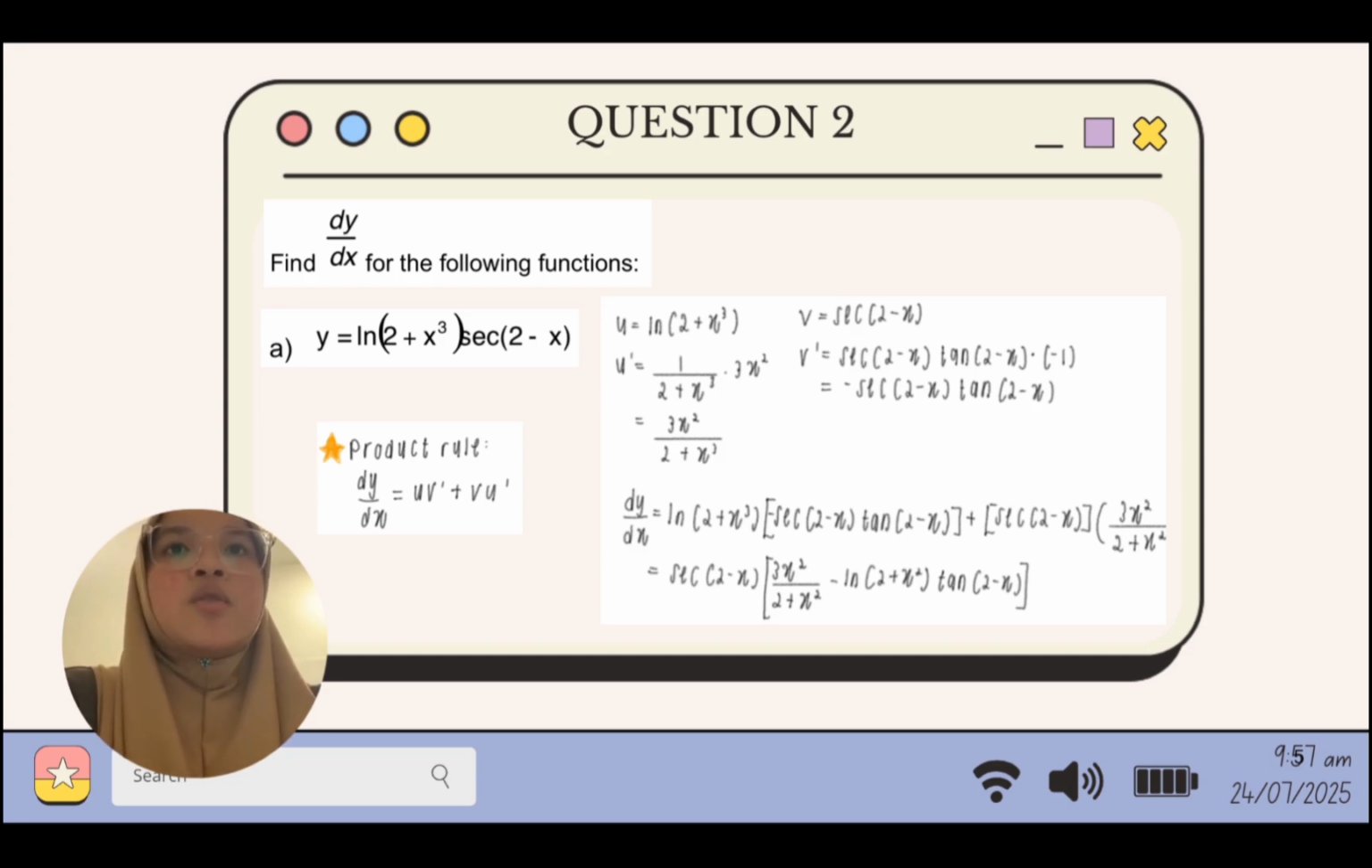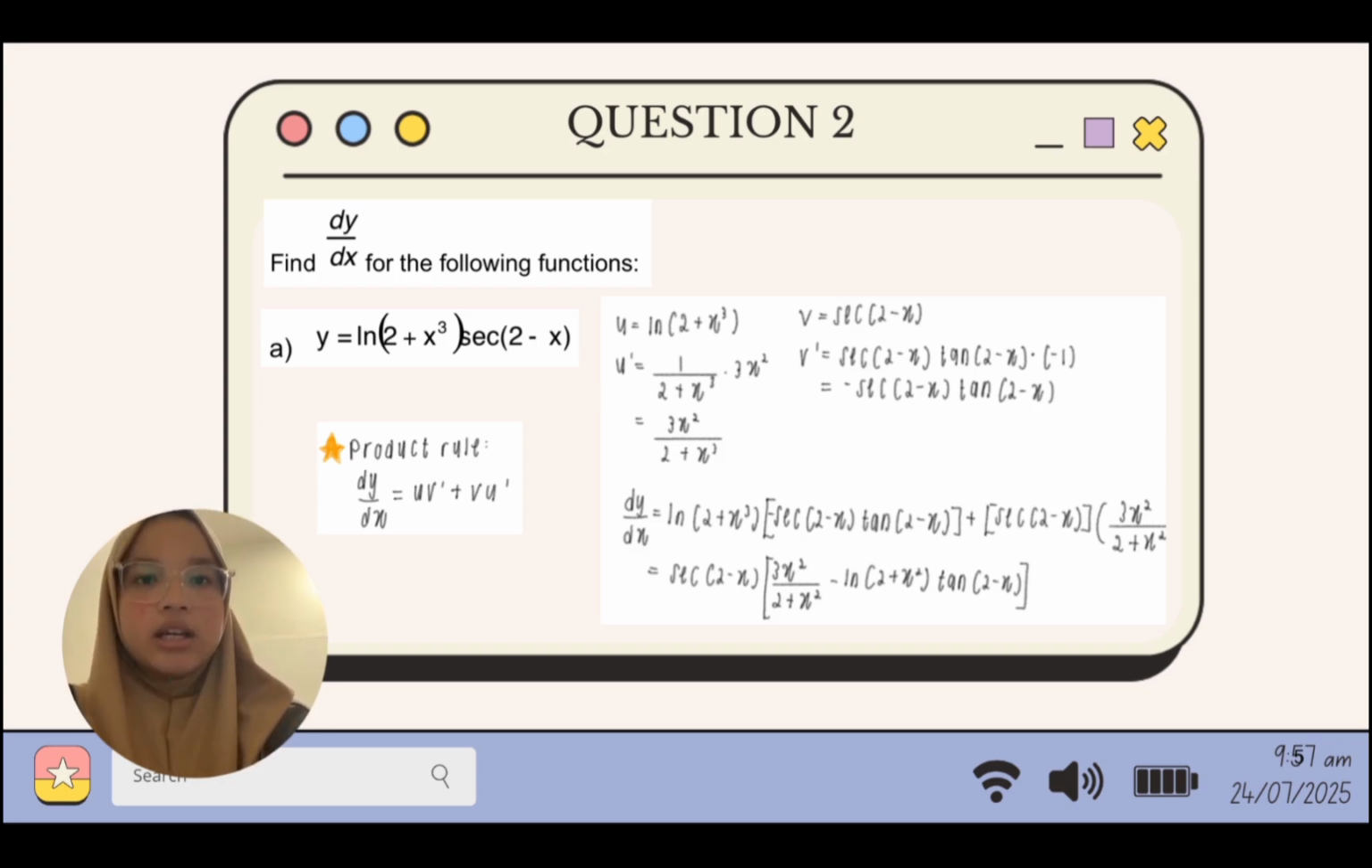Then we need to differentiate what's in the bracket. So 3, bring it forward, we got 3. And then we minus the power, which is 3 minus 1, we get 2. Then we multiply, we get 3x squared over 2 plus x cubed. Next, we need to find v prime. v is equal to secant(2 minus x).